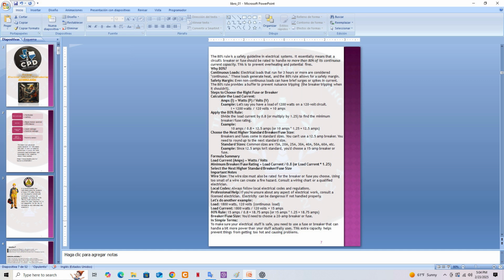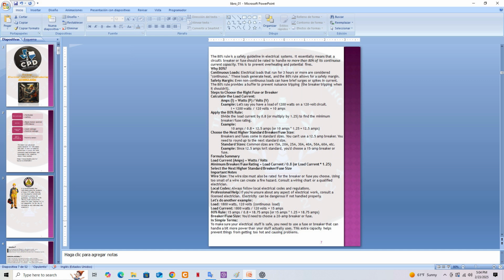Choose the next higher standard breaker or fuse size. Breakers and fuses come in standard sizes. You can't use a 12.5 amp breaker. You need to round up to the next standard size. Common sizes are 15A, 20A, 25A, 30A, 40A, 50A, 60A, etc. Example, since 12.5 amps isn't standard, you'd choose a 15 amp breaker or fuse.